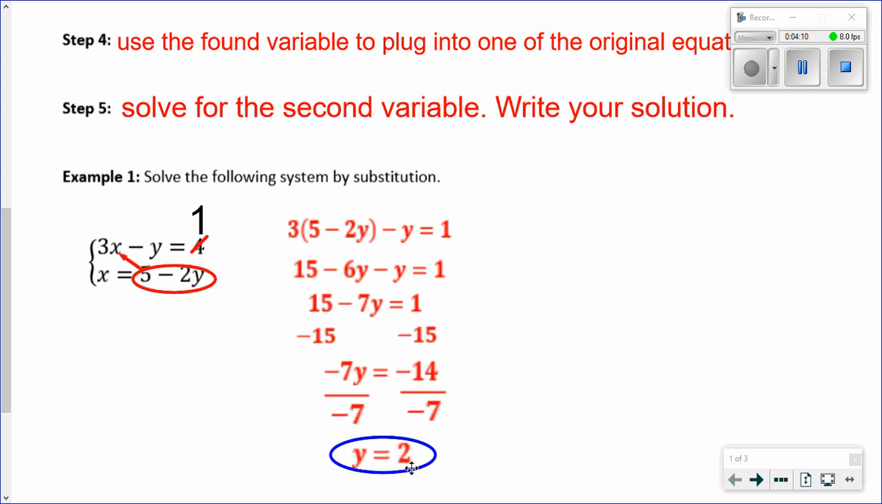Y equals 2. Okay? Now that I know what y equals, I can take that and substitute it into the original equation for the y in the problem. So I'm going to plug it into the bottom one. It doesn't really matter which one you plug it into, but the bottom one's just a little bit easier, I think. So I'm going to plug it into the bottom one, where x equals 5 minus 2 times y, but instead of y, I'm going to put 2.